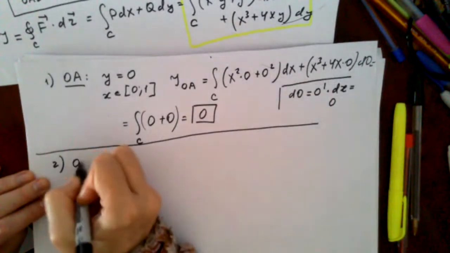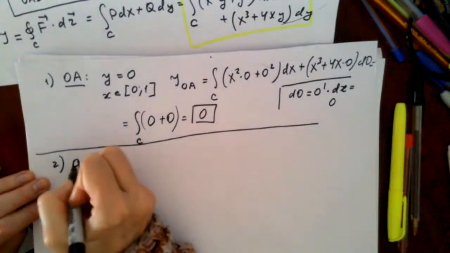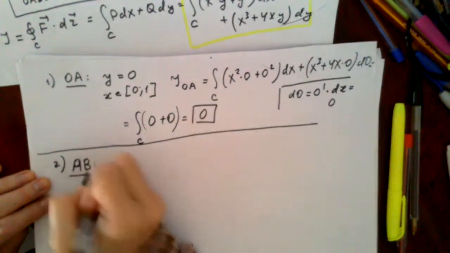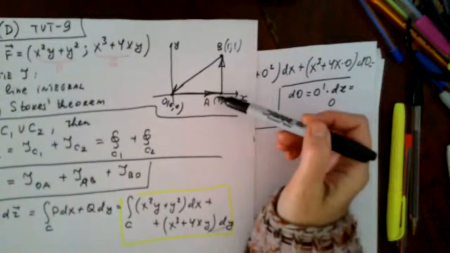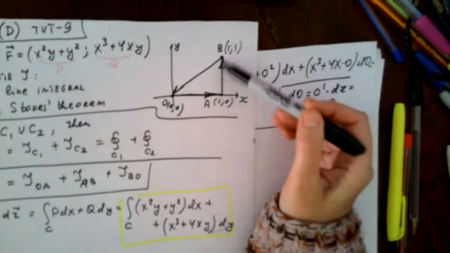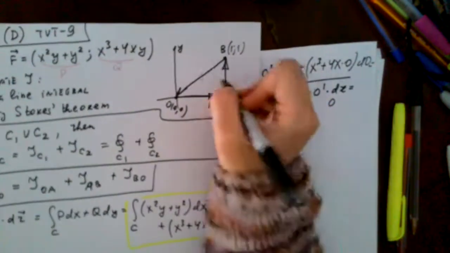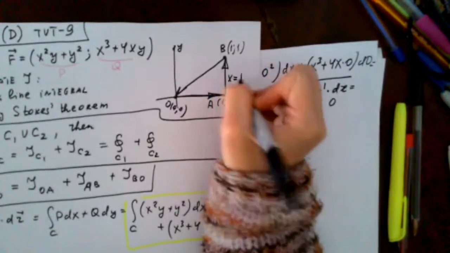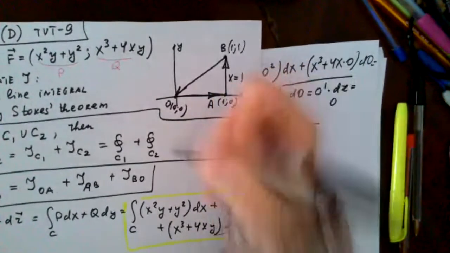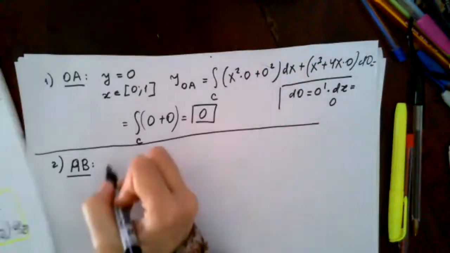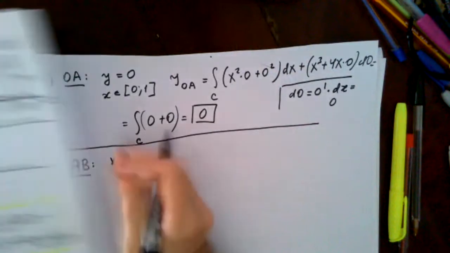Okay, let's move to the second section, which is AB. I'm tempted to write OB all the time. Let's have a look at our graph. You can see this is a vertical line, and of course you immediately realize what its equation is. The equation is x equal to 1. This is a typical equation for a vertical line. So let's write it down: x is equal to 1.